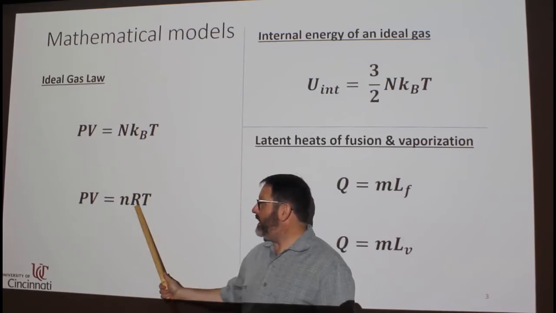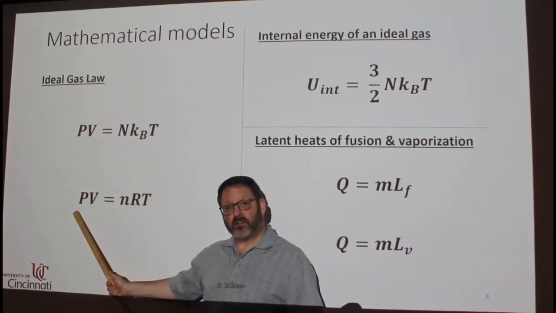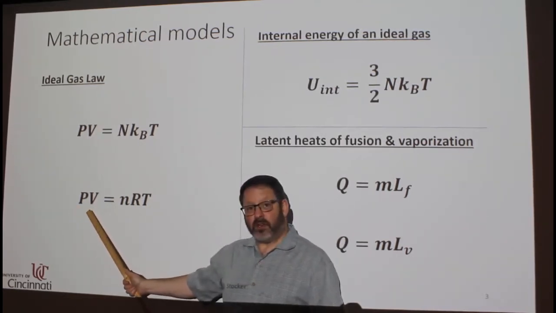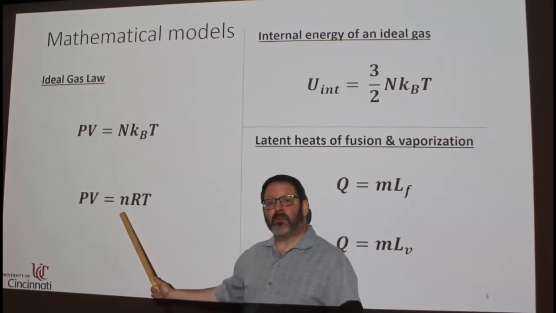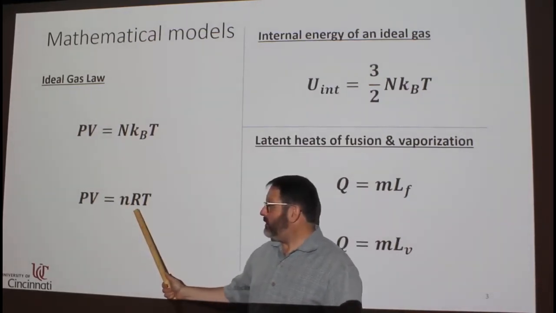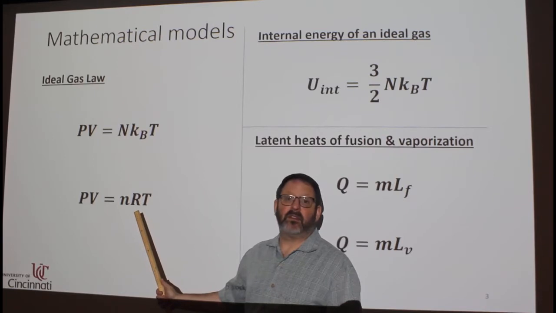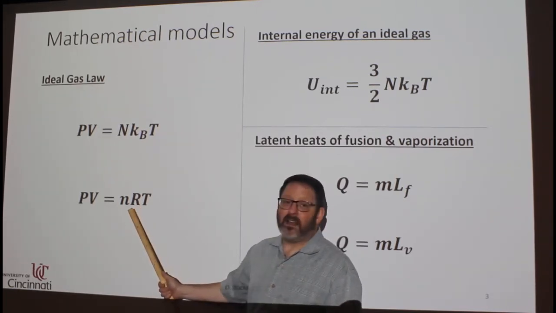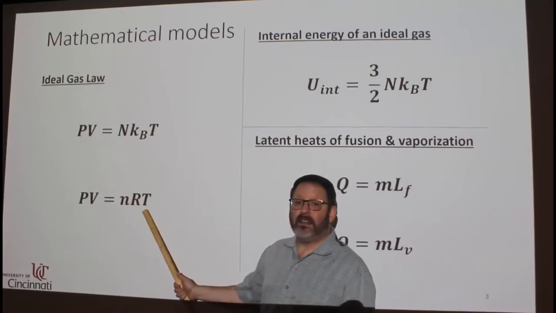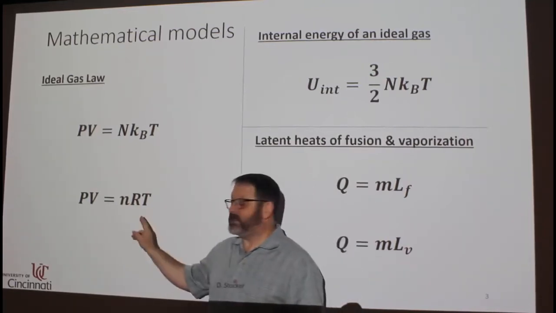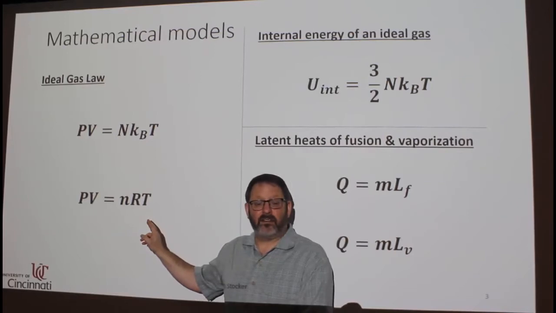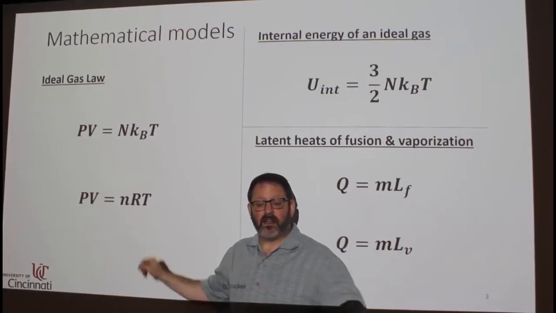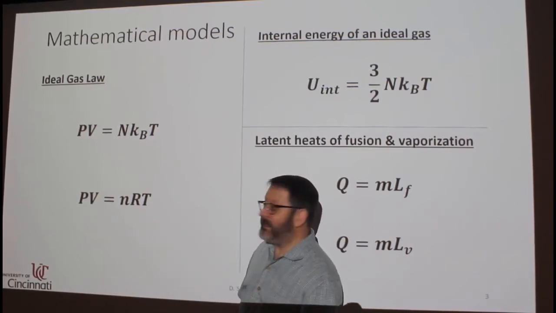PV equals nRT. So this is the pressure of the gas, the volume of the gas, n is the number of moles, where 1 mole is 6.02 times 10 to the 23rd molecules. R is the ideal gas constant, and T is the temperature. This temperature has to be in Kelvin. This can't be in degrees Celsius. It can't be in Fahrenheit. It's got to be in Kelvin.